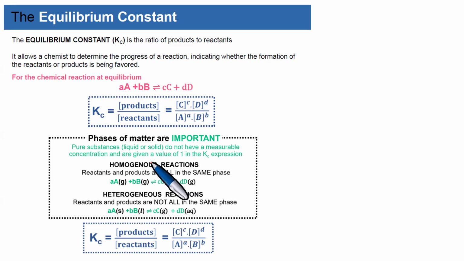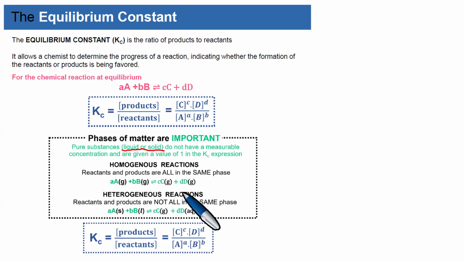Because now we speak about the phases of matter, we do not include all of them in the Kc calculation. So which phases do we include in the calculation? Let's take a look. Pure substances, which we refer to as liquid or solid, do not have a measurable concentration and are given a value of 1 in the Kc expression. So the liquids and the solids, we give them a concentration value of 1.